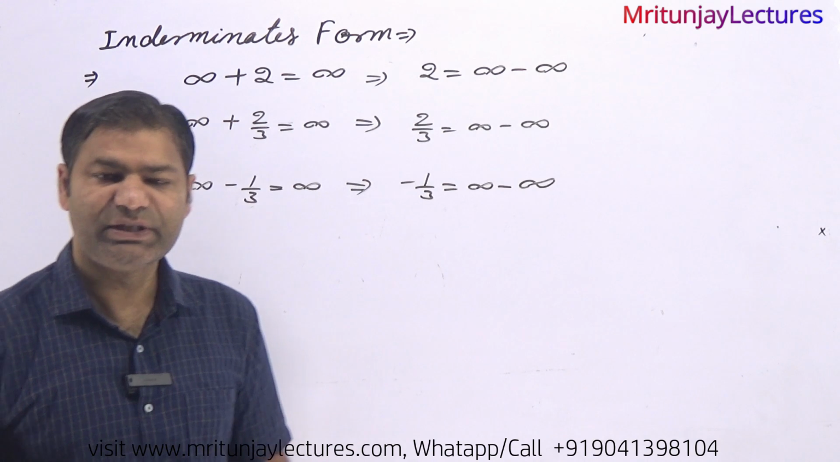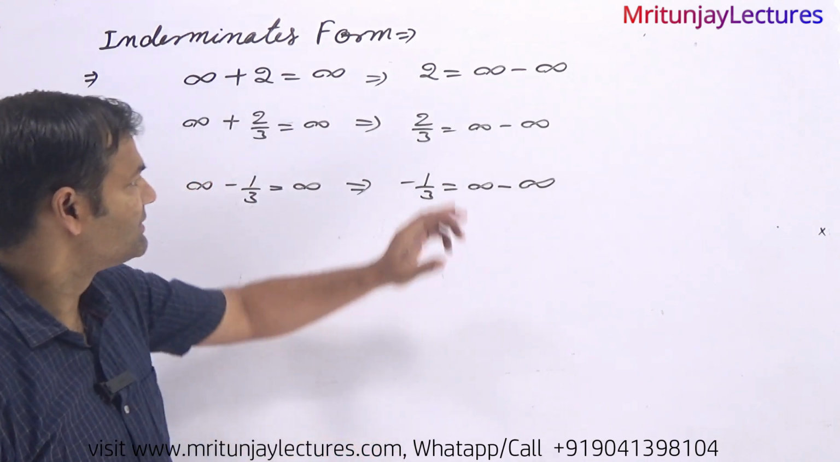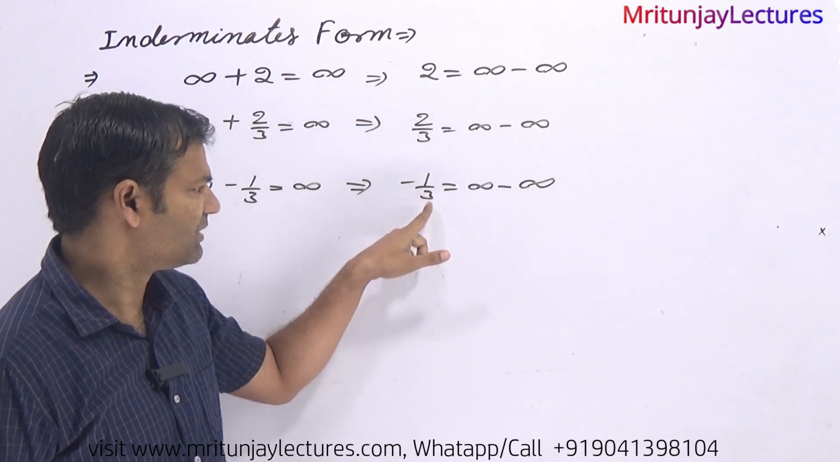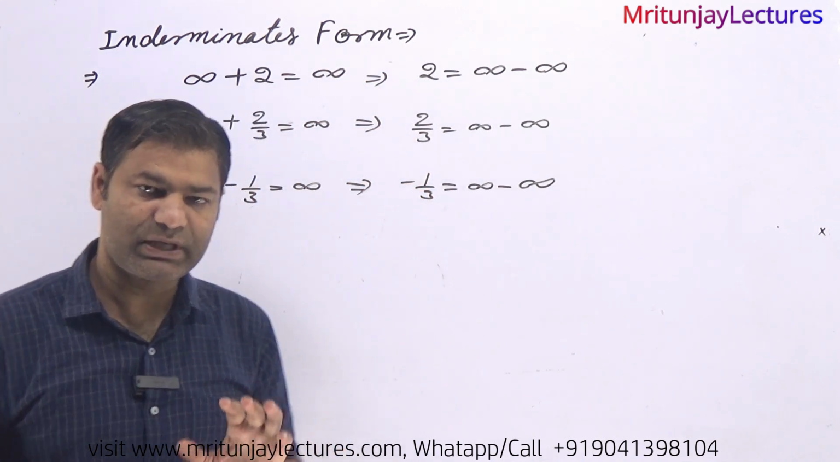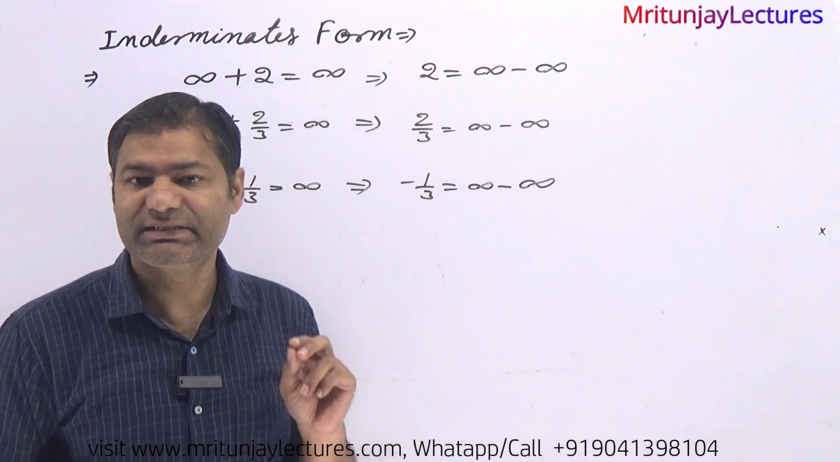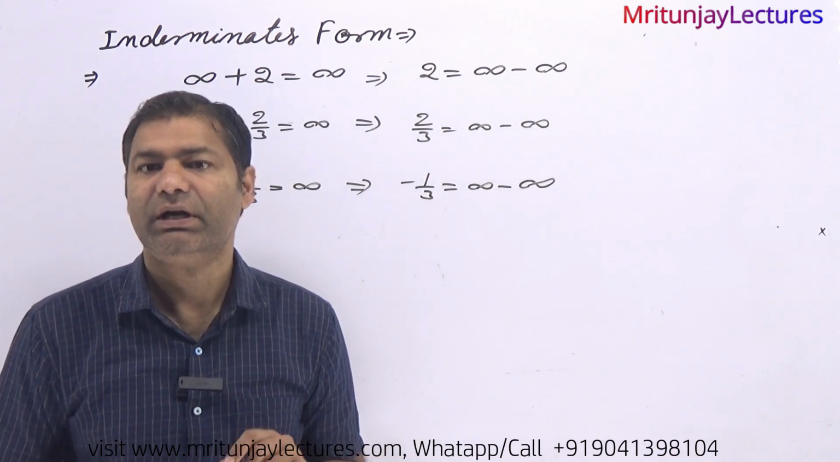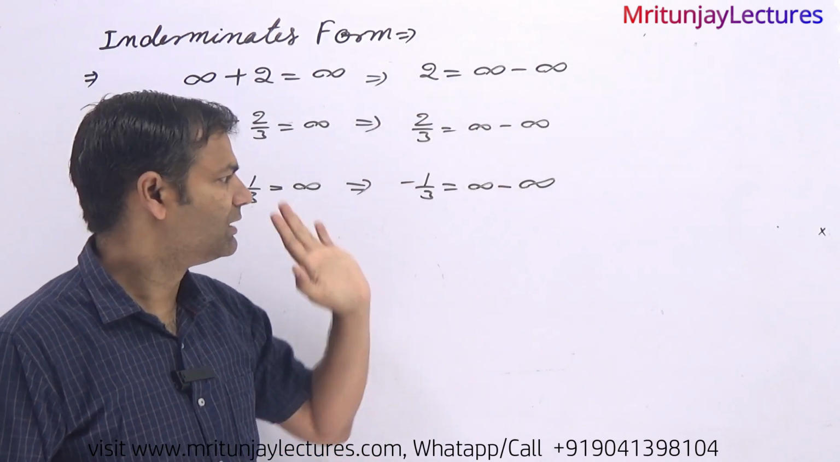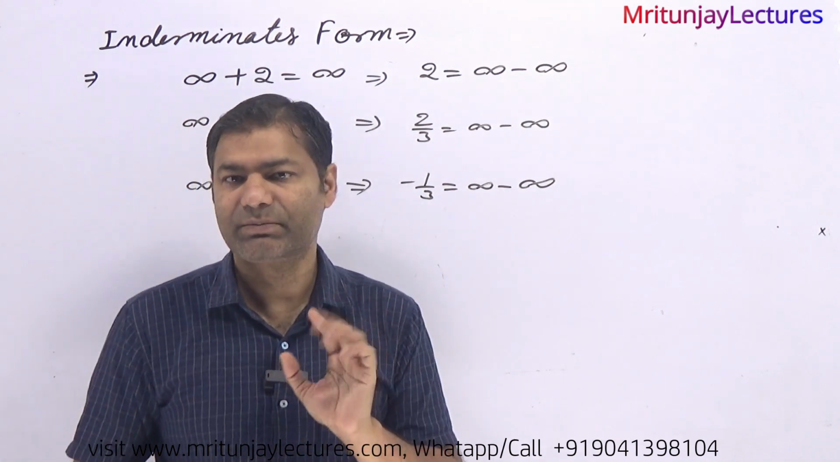It means you cannot say what the exact value of infinity minus infinity is. It is also called an indeterminate form, or you can say it is meaningless. Clear or not? So how can we solve this type of problem?